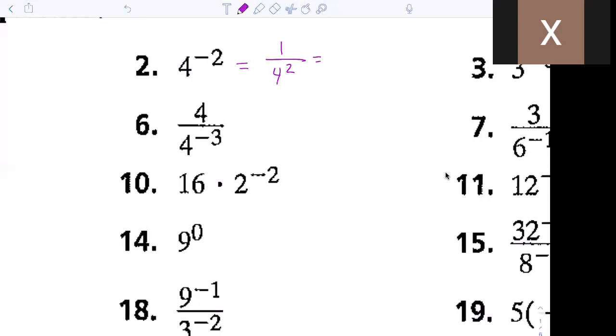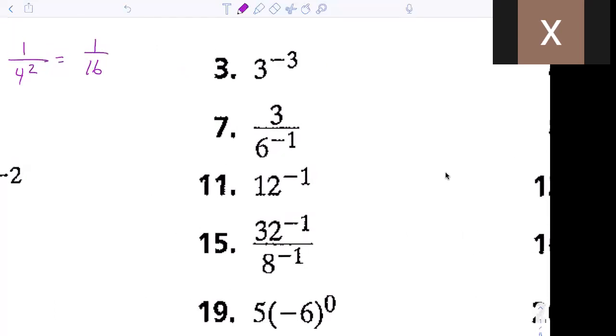Now, who can tell me what 4 squared is? Right, so that's the same as 1 over 16. We're doing it step by step. All right, number 3, here we go. 3 to the negative 3. 1 over 3 cubed. Congratulations. Sienna, you paying attention? So what is 3 cubed? 27. So the answer is really 1 over 27.